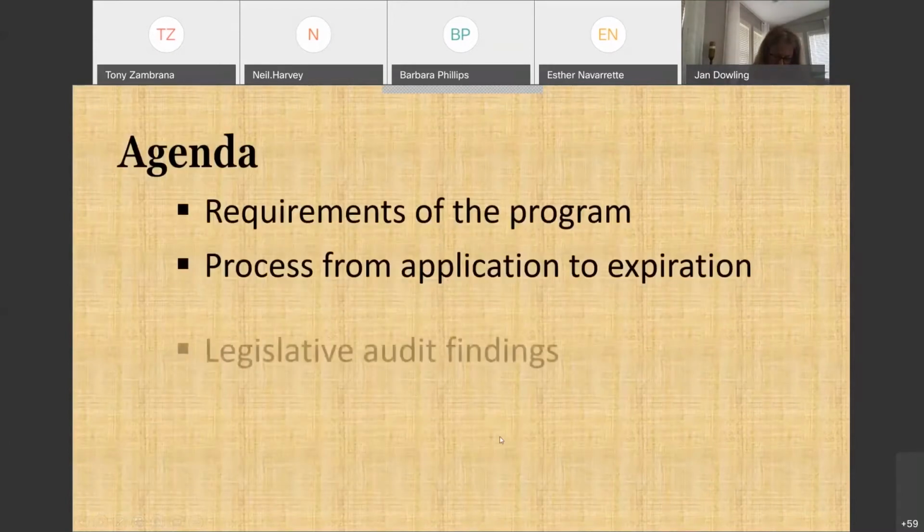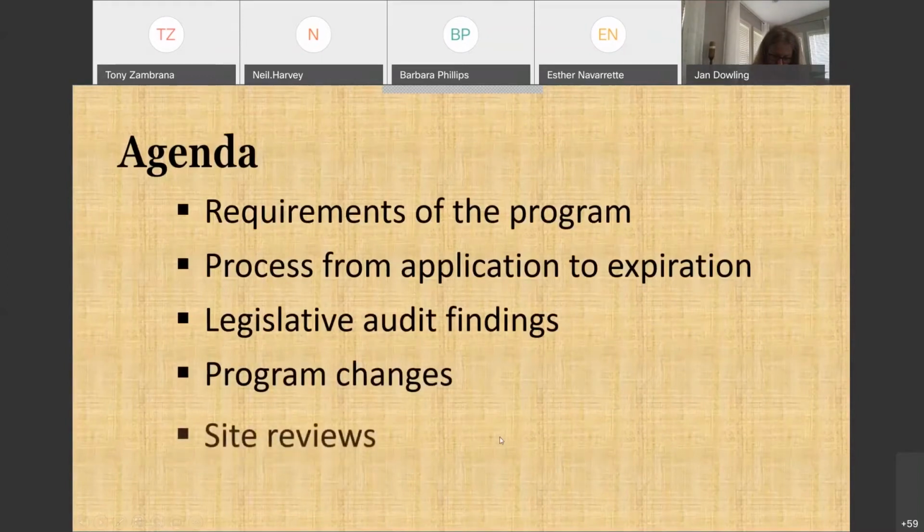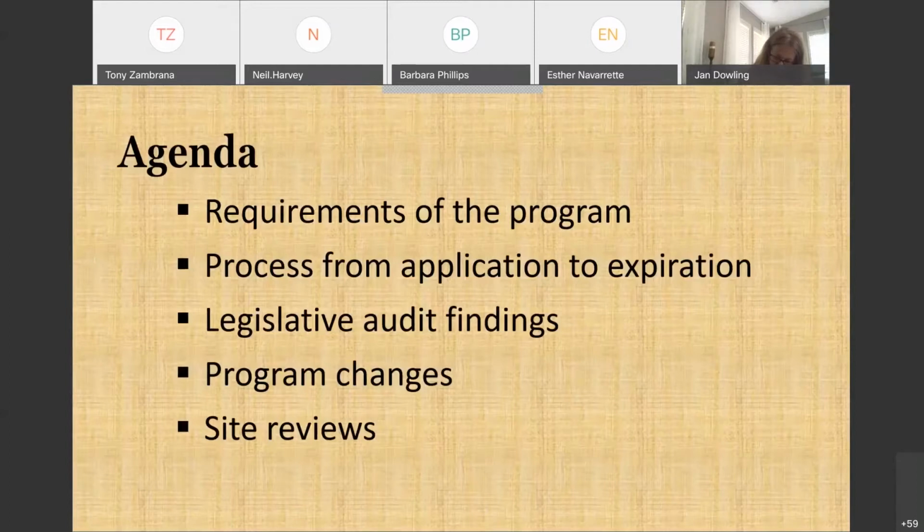Okay, and we're just going to go over a couple things that we plan to address during this training. We want to go over the requirements of the program and the process of the application, and we're going to go from start to finish on that. Legislative audit findings. This audit happened a few years ago, but we still want to go over what those findings were, because those are the reason why we have made some of the programmatic changes over these last couple of years. And then, of course, we're going to go over those changes, some that were recent in a year or two ago, and then some that are brand new changes. And then we're also going to discuss site reviews as well.